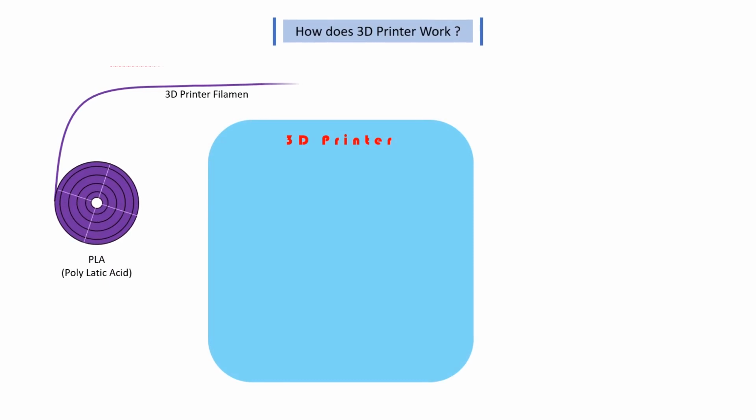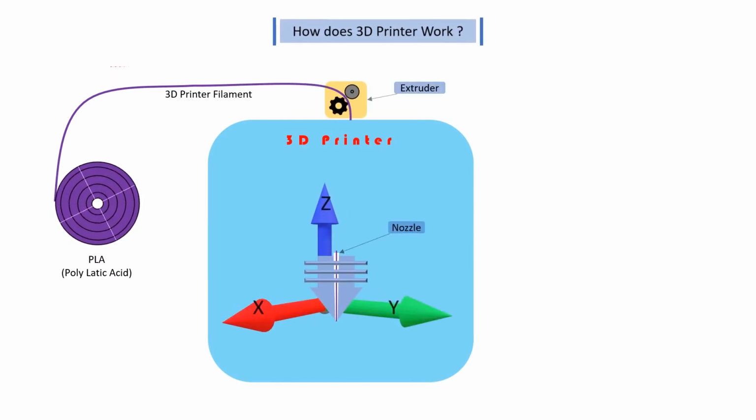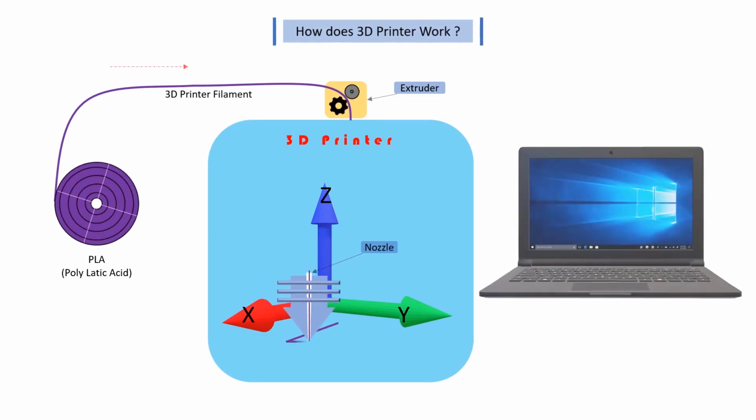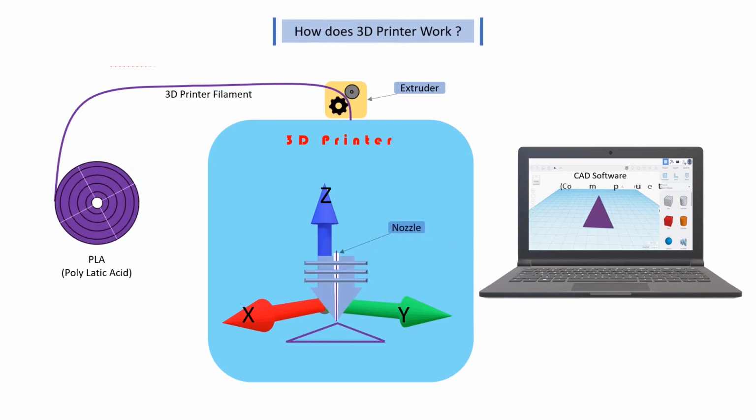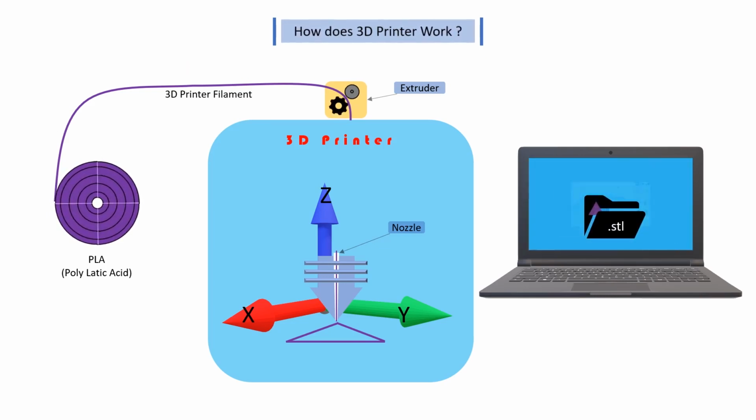So how does a 3D printer work? A 3D printer works by extruding the molten filament through a nozzle that moves in one of the three axes, X, Y, or Z. The CAD software is used to create a three-dimensional digital file of the object which we want to print. Once we have finished this CAD design, we need to convert it into an appropriate file format, that is the STL file format.